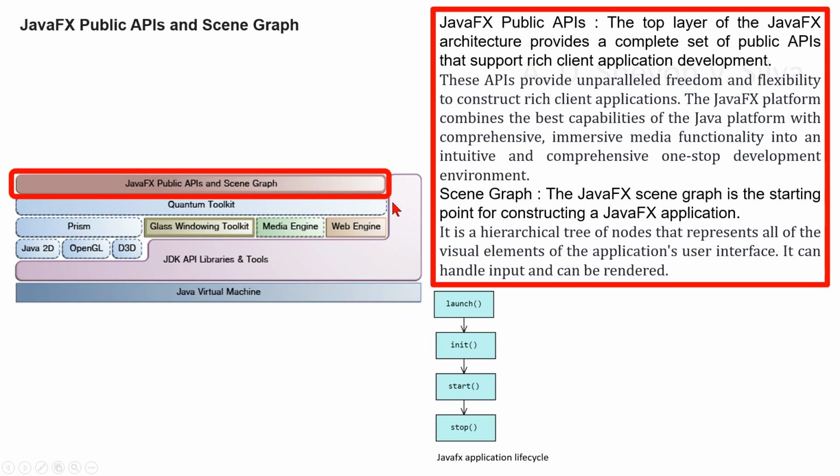Scene graph. The JavaFX scene graph is the starting point for constructing a JavaFX application. It is a hierarchical tree of nodes that represent all of the visual elements of the application's user interface, that can handle input and can be rendered. Here you can see a JavaFX application lifecycle.